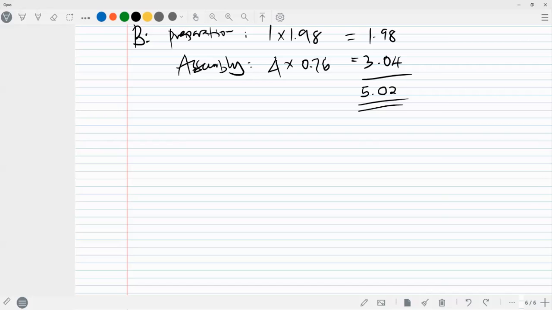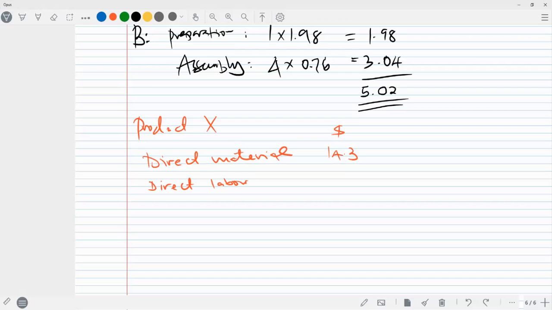Okay, there's a time to do it. Product X. Therefore, we can say the prime cost is the direct material cost, which is equal to 14.3 dollars, and the direct labor cost, which is equal to 16.5. Therefore, the total prime cost will be equal to 30.8.